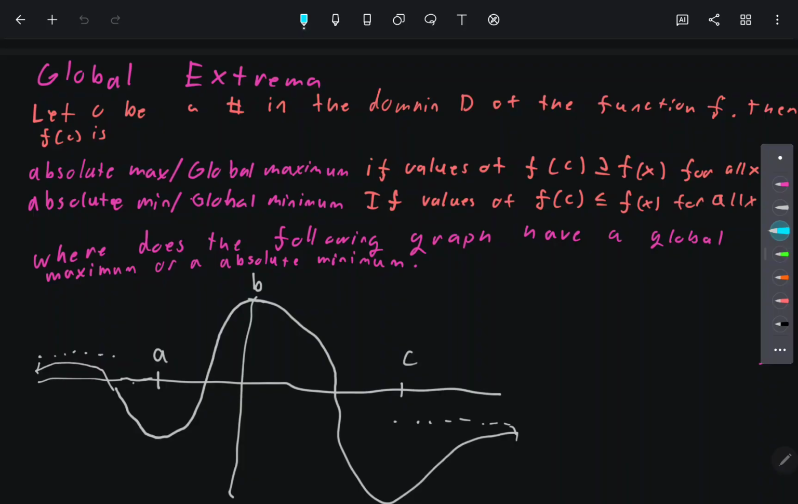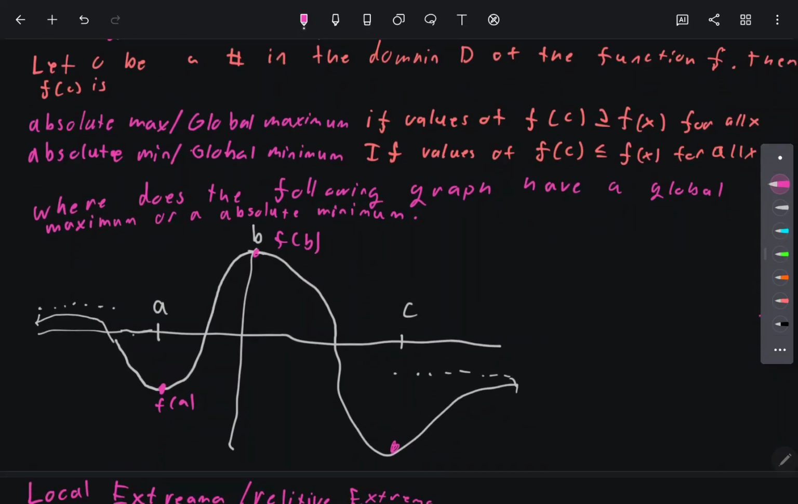In the following graph, I want us to look at the shape of the graph and determine where these maximums and minimums are. It's important to note that these global extrema are going to be given as a y value. So I suppose I should have marked this down as f of a, f of b, and finally we have f of c.